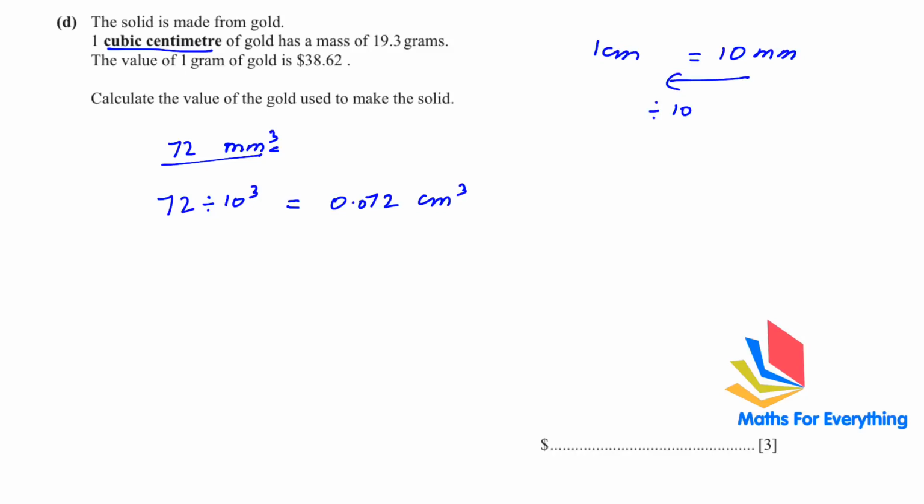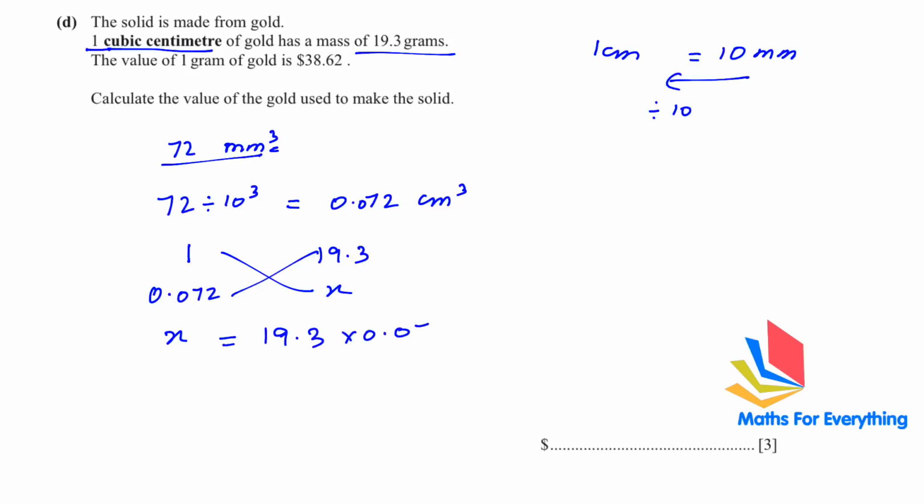The other information is given. 1 cubic centimeter has a mass of 19.3 grams. So therefore 0.072 cubic centimeters has what mass? We cross multiply. 1 multiplied by x is x. 19.3 multiplied by 0.072. You will get 1.3896. So this is the mass that it has.